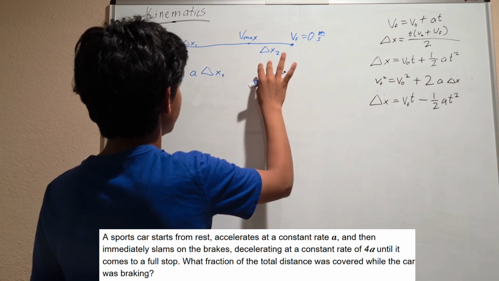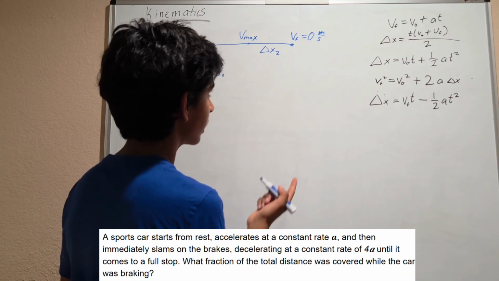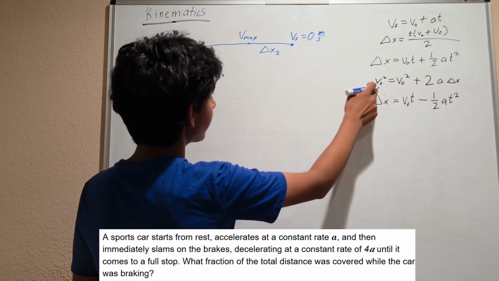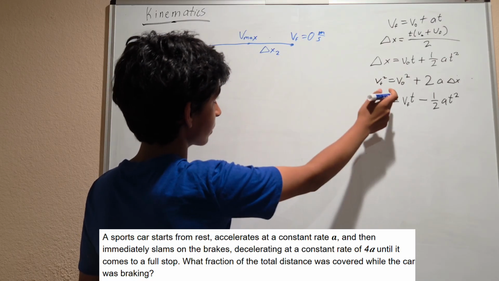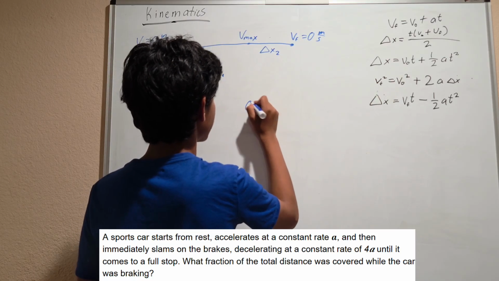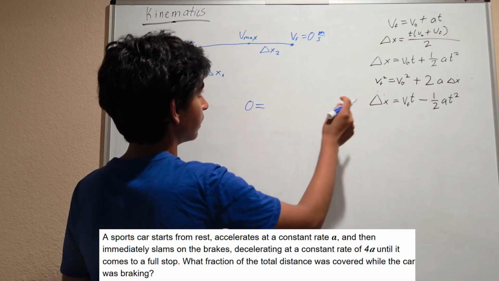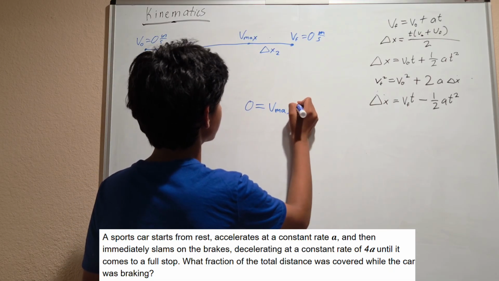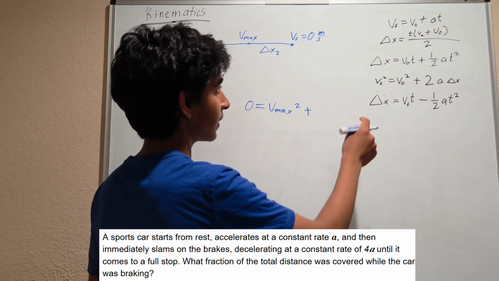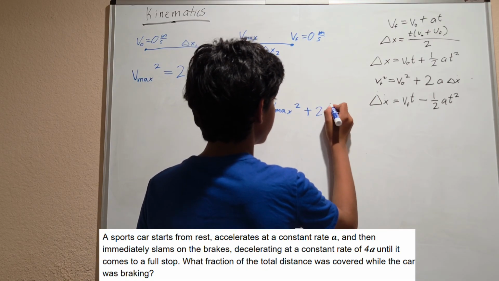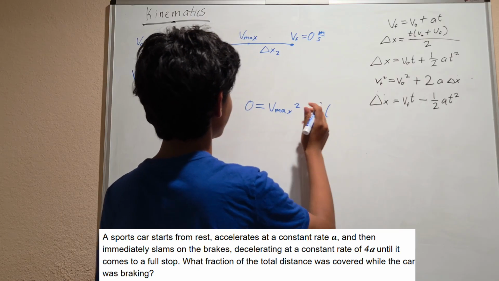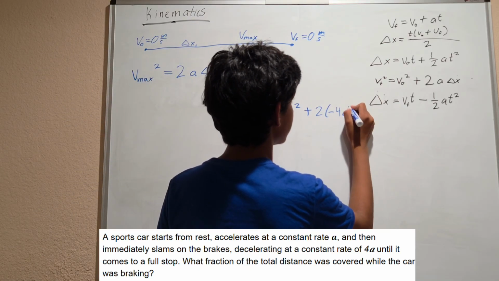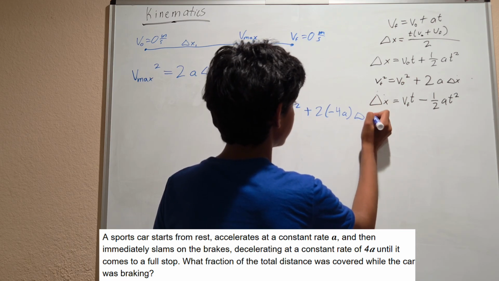Now we consider this part. We can just use the same equation. So we know that in this case the final velocity is actually 0 meters per second. So we have that 0 is equal to V naught, which is actually Vmax, so Vmax squared plus, and we have not 4a but negative 4a since it's decelerating, so negative 4a times delta x2.